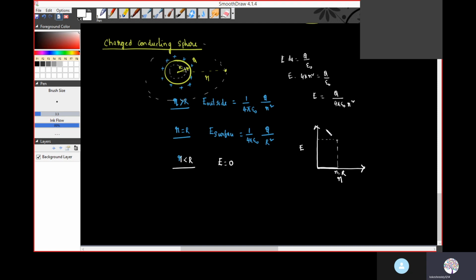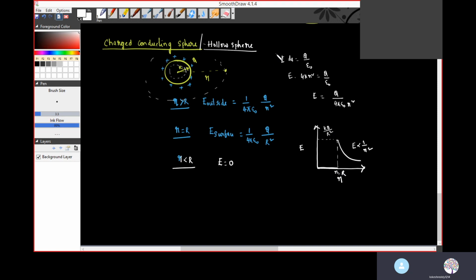The maximum value is kq by capital R square, and from there you will get a graph like this, because here E is inversely proportional to r square. Even for a hollow sphere also you will get the same thing.